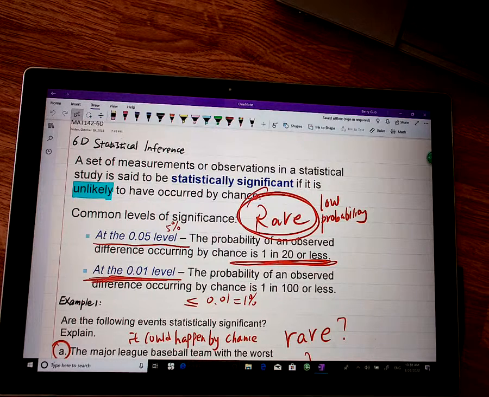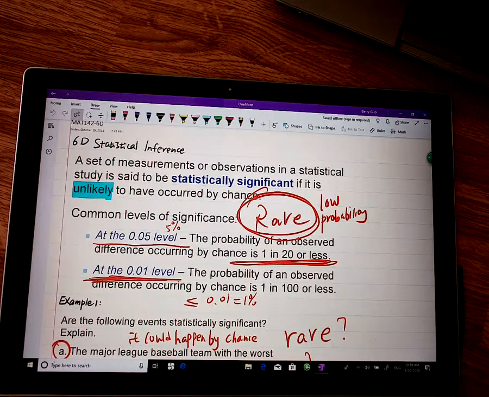Hello everyone. In this video, we are going to cover 6D, statistical inference. What is a statistical inference? Statistical inference refers to the process of selecting and using a sample to draw inference about the population from which the sample is drawn. Okay, it's just a name for that. It's one branch of statistics.